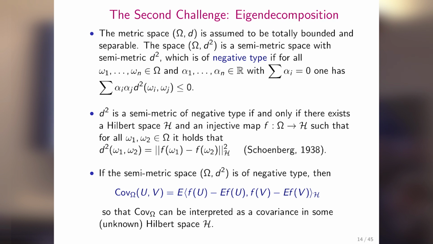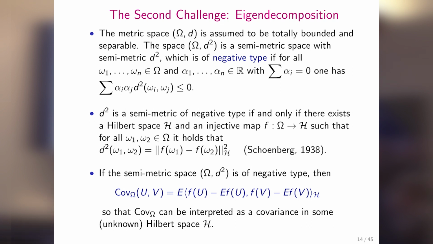So we call this to be of negative type if you have a linear quadratic form in these distances, which is formed with alphas that sum to 0. And you have that this quadratic form, which is here, is not positive. So what happens then?